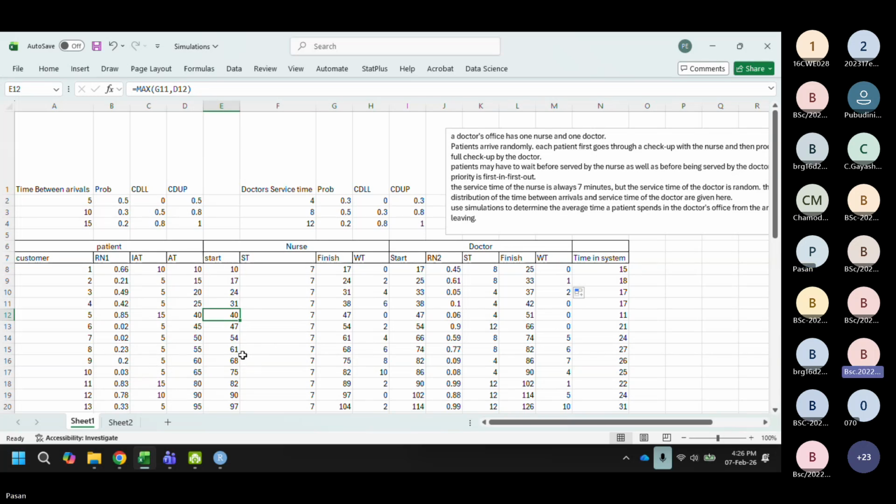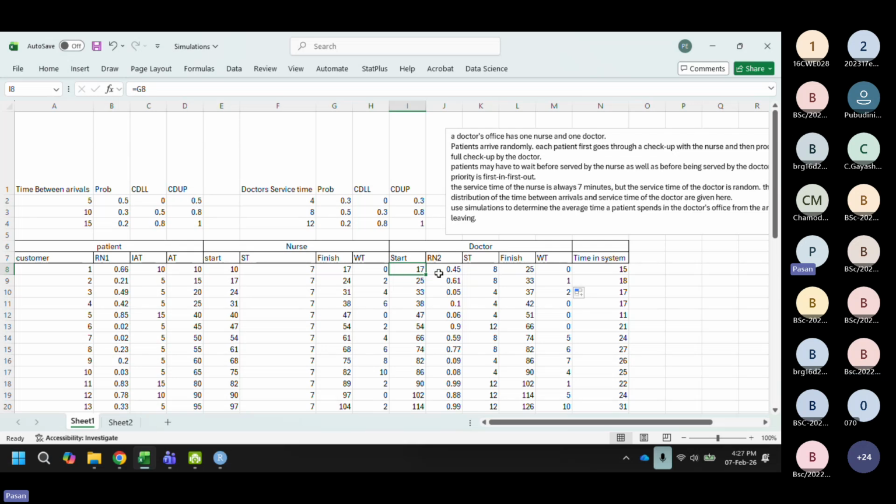Then I can go to the calculation at the doctor. We start the calculations at the doctor's office. Now we have the start time at the doctor. What is going to be the start time at the doctor? For the first customer, that is exactly the finish time of the nurse. Whenever they finish at the nurse, they can go to the doctor. So I can put these two as the same thing.